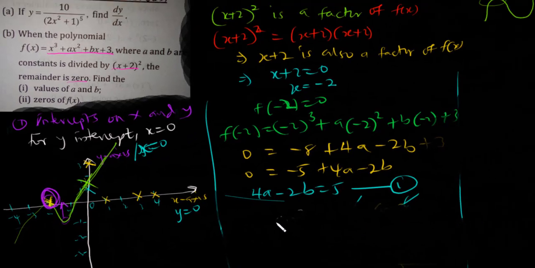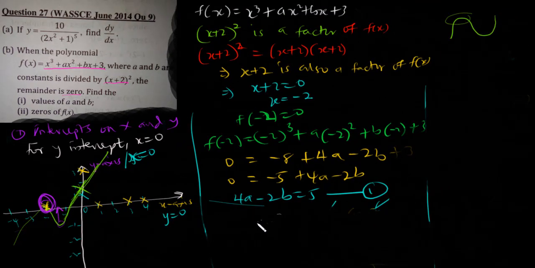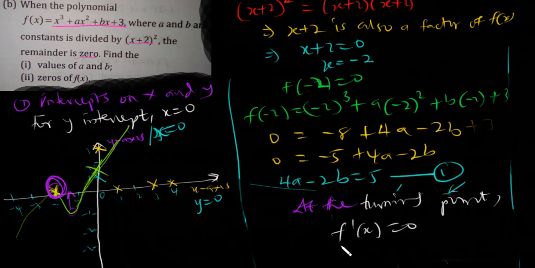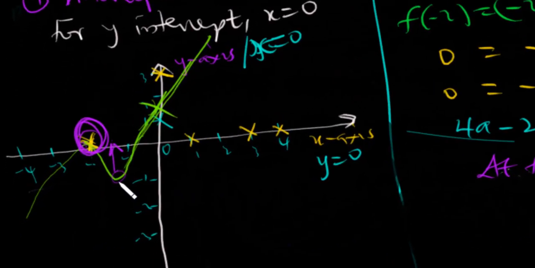Alright, so with calculus there is one thing that is pretty important. We say at the turning point, dy/dx equals 0. And because we have f of x, let me use f prime of x. It's the same as dy/dx. So at the turning point, f prime of x equals 0. So I'm trying to use calculus to solve this. And where is the turning point occurring? Now we have one turning point here. So here f prime of x equals 0.